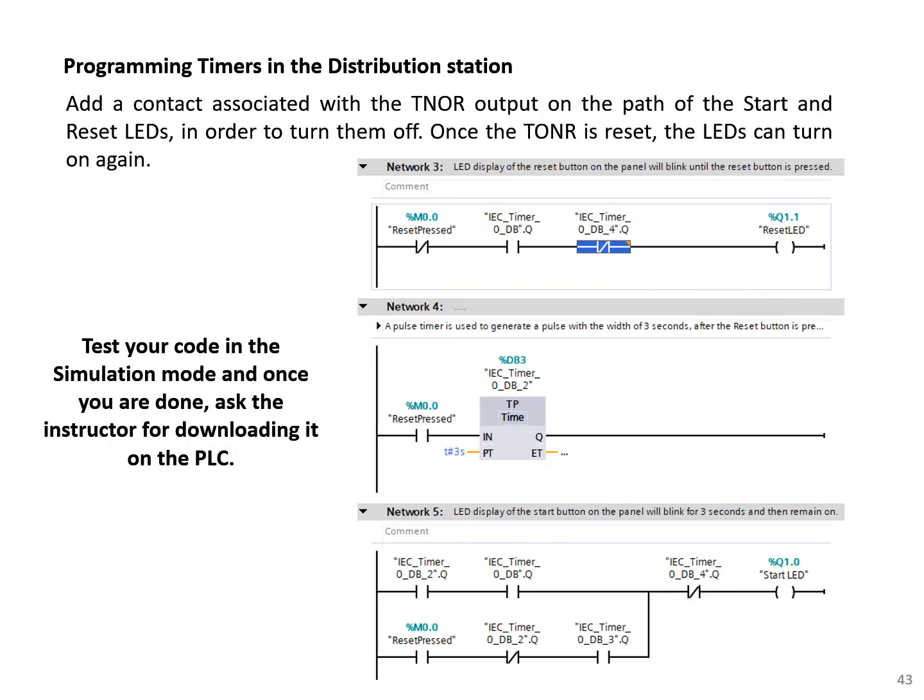Add a contact associated with the TONR output on the path of the start and reset LEDs in order to turn them off. Once the TONR or retentive on delay timer is reset, the LEDs can turn on again.